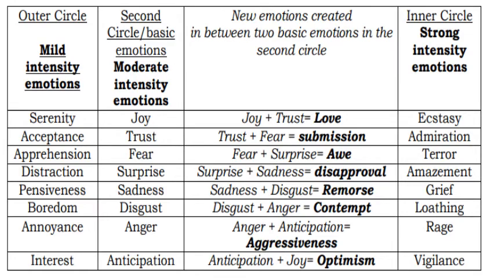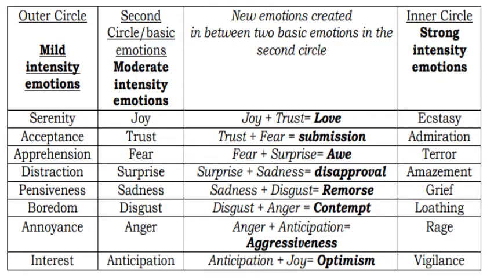Then when sadness is combined with disgust, there is remorse. Then disgust plus anger is equal to contempt. Then anger plus anticipation is equal to aggressiveness. Then anticipation plus joy is equal to optimism. So the inner circle, the circle which is the strong intensity of emotions, has ecstasy, admiration, terror, amazement, grief, loathing, rage, and vigilance. So this is the breakdown of the presentation of intensity of emotions.